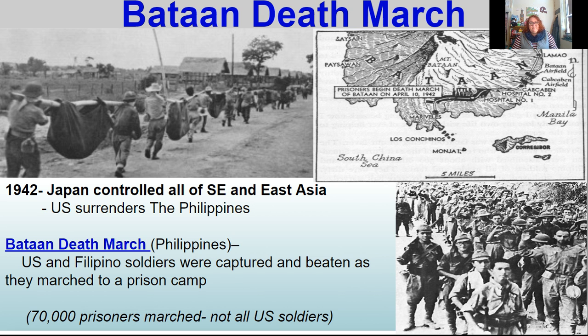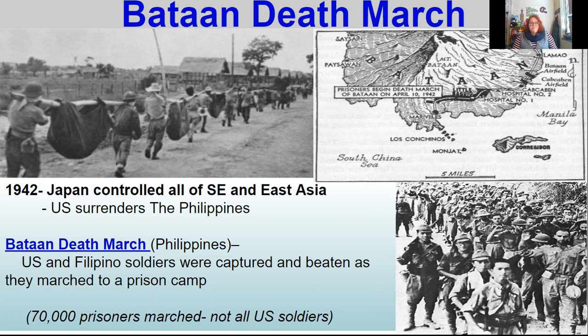Not the greatest moment in American history. Another dark moment in World War II is the Bataan Death March. In 1942, Japan controlled all of Southeast and East Asia. And so the US eventually surrenders the Philippines. And so the Death March happened because US and Filipino soldiers who were captured were also beaten as they marched to a prison camp.